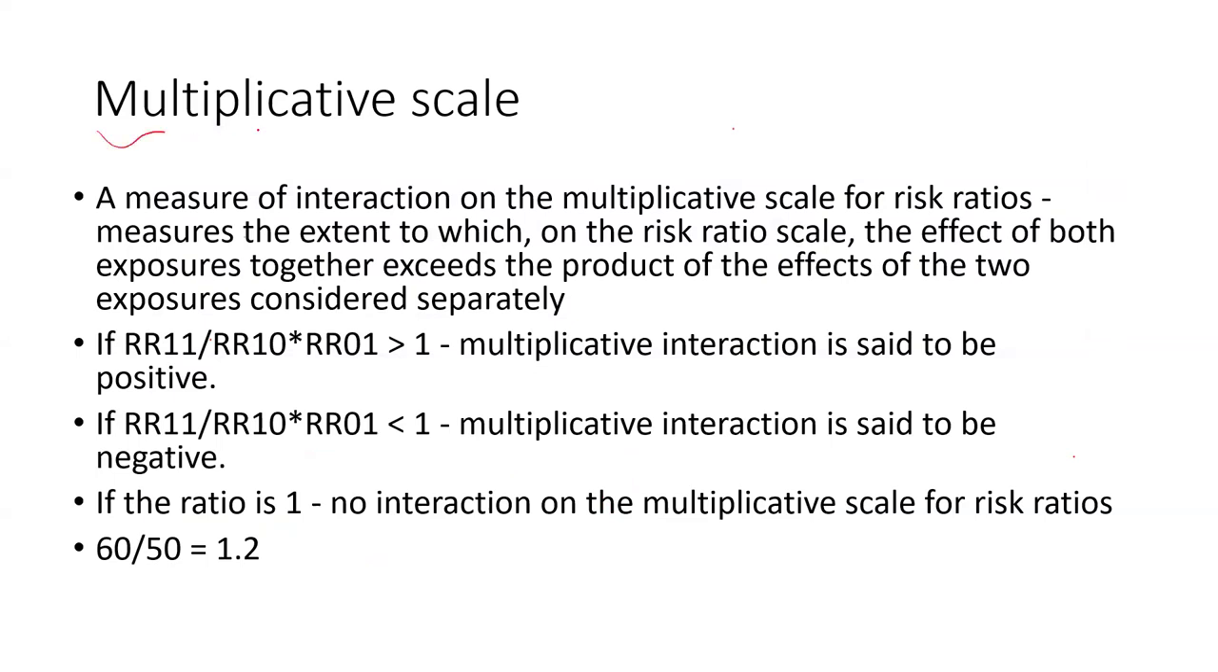Now interaction on the multiplicative scale is nothing but you are dividing the relative risk for both exposures by the product of the relative risks for each single exposure. If it is more than 1, there is multiplicative interaction which is positive. Less than 1, there is multiplicative interaction which is negative. And if it is equal to or near 1, we say that there is no interaction. In our example, it was 1.2, so very near to no interaction.